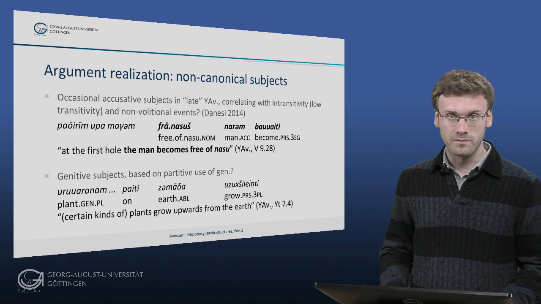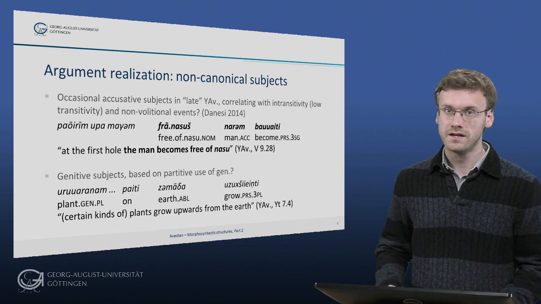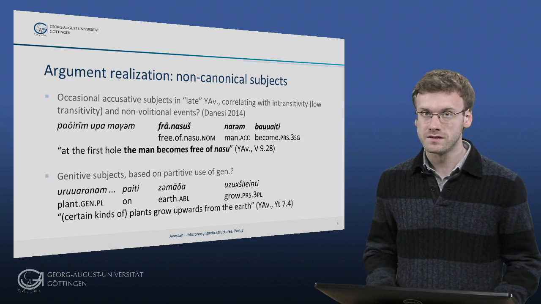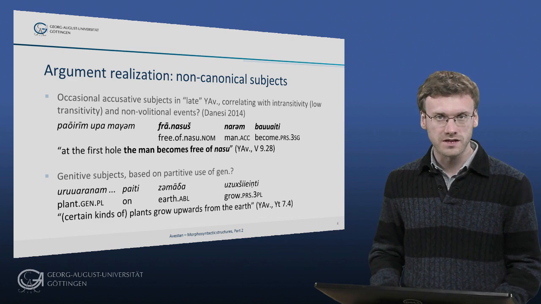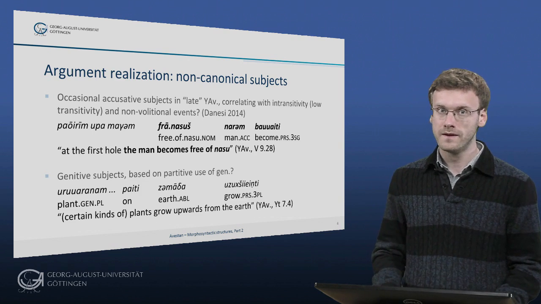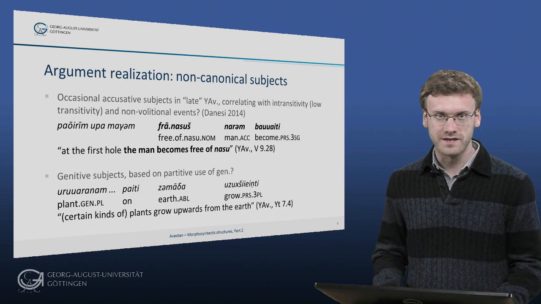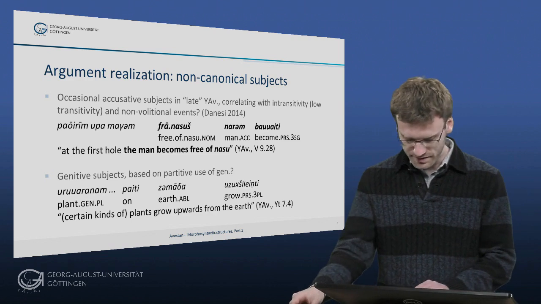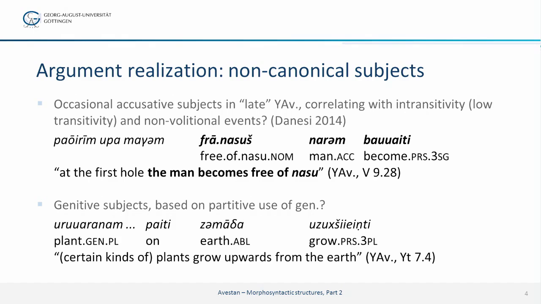In late, or perhaps rather faultily transmitted texts, we occasionally find apparent accusative subjects. The example quoted here is taken from a description of a purification ritual, which involves a series of holes that have been dug in the ground. In course of the ritual, the person to be purified successively proceeds from one hole to the other. The example is: Paurim upamarem, at the first hole, the man, narem, becomes, bhavaiti, free of Nasu.